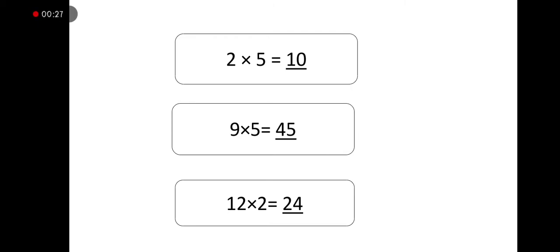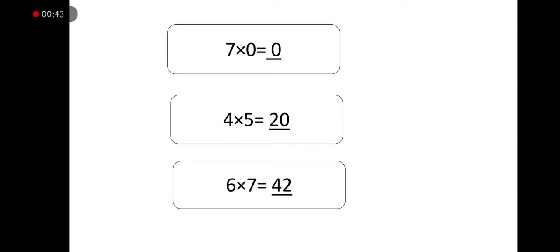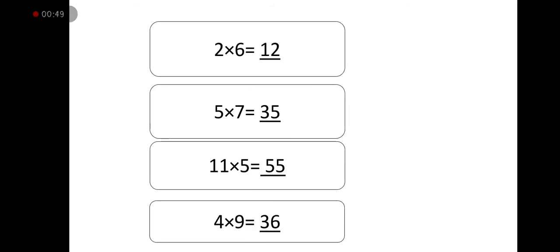2 multiplied by 5 is equal to 10. 9 multiplied by 5 is equal to 45. 12 multiplied by 2 is equal to 24. 7 multiplied by 0 is equal to 0. 4 multiplied by 5 is equal to 20. 6 multiplied by 7 is equal to 42.